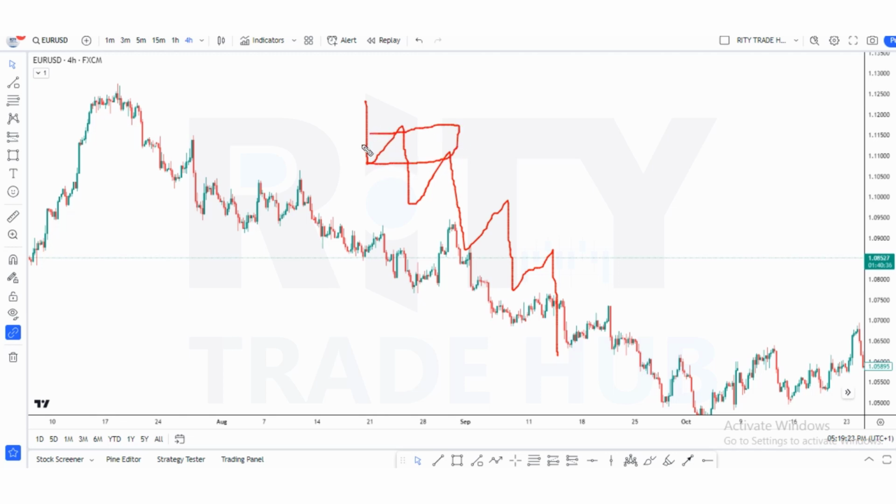So right here, where is our order flow? This is our order flow because this is the last buying move. Where is our order flow? Right here, this is our order flow because this is the last buying move before price moved downward. So guys, this is how to identify your order flow.